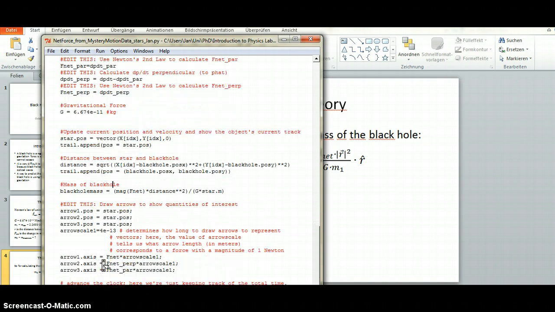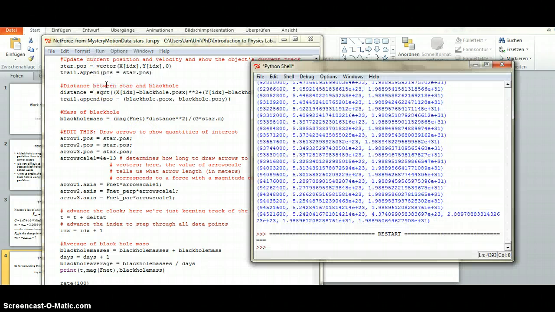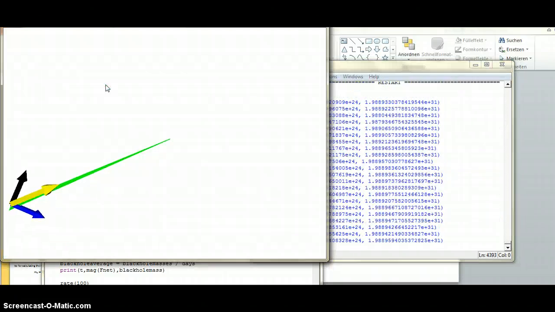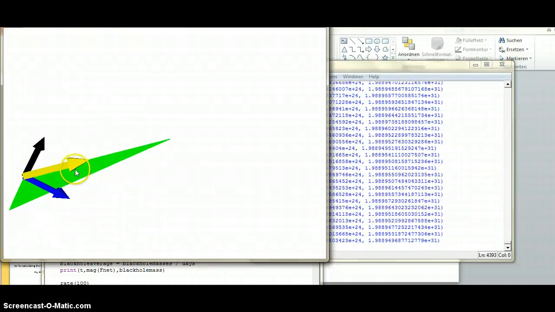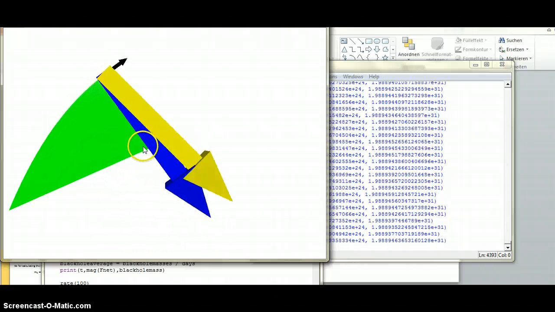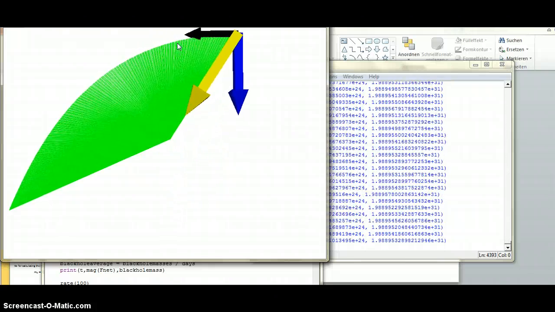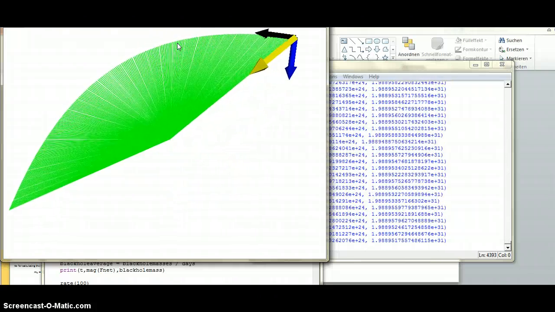At the end, we can calculate the average of the mass of the black hole, as shown here. So we can run the program and see if that works. You see here the star moving, here's the black hole, this is Fnet, this is F perpendicular, and this is F parallel. It is shown that the program works very well.